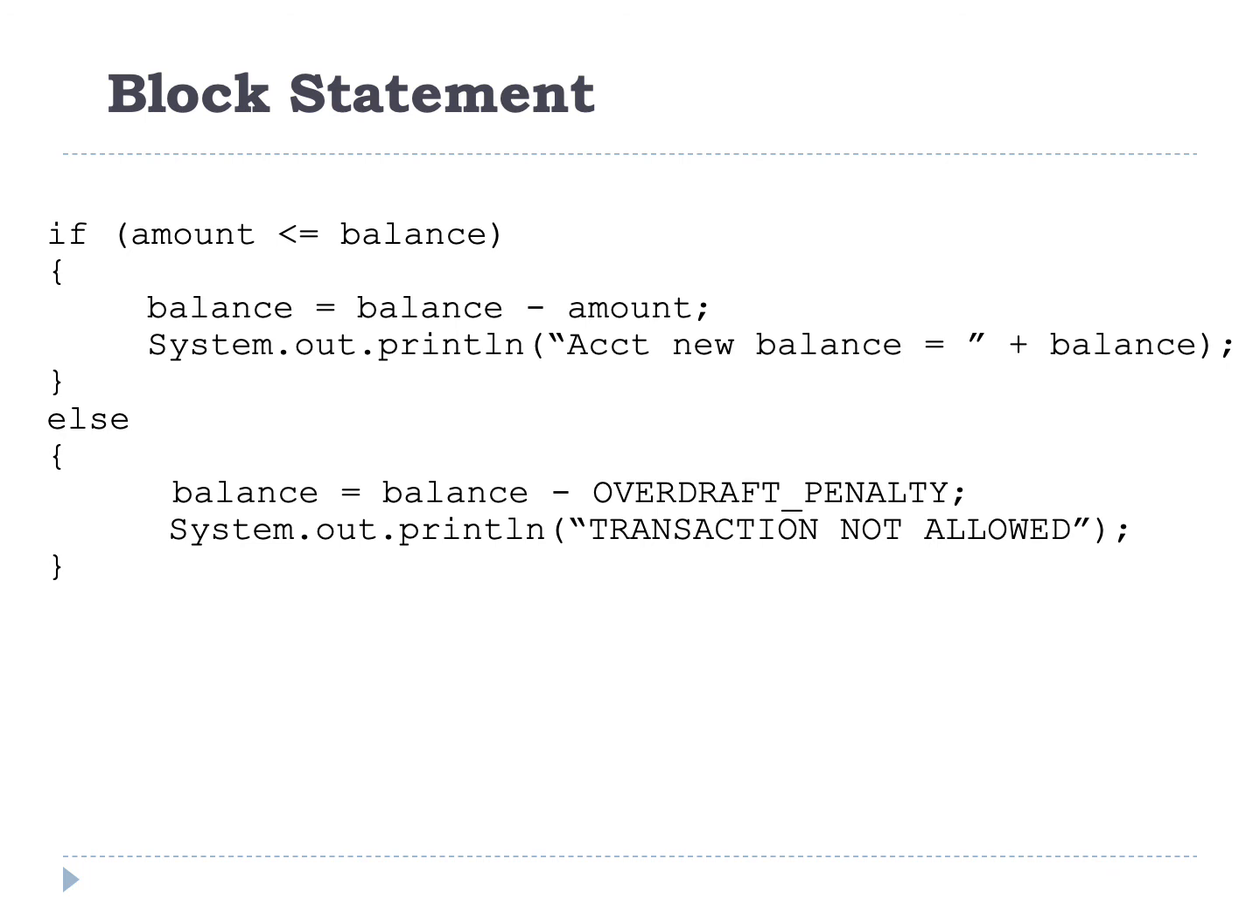For example, here we have if amount less than or equal to balance, braces, balance equal to balance minus amount, and the second statement we have our print line, and then we are closing the braces. So those block belongs to the if. Then we have our else, and then we have our braces, balance equal to balance minus overdraft penalty, and then we have the print line. And lastly, we close our braces. So the last two braces, that belongs to the else.